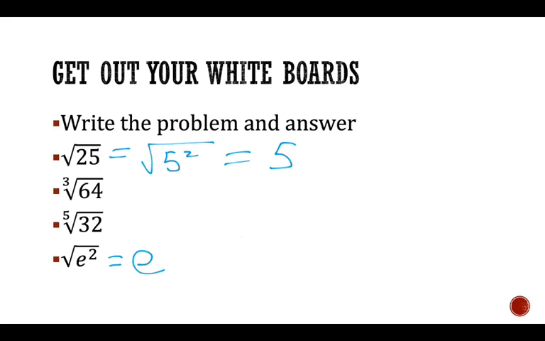Anything squared just comes out as not squared. The square root and the square cancel each other out. Exactly what they do. The square and the square root cancel each other out. All right. Here we go.